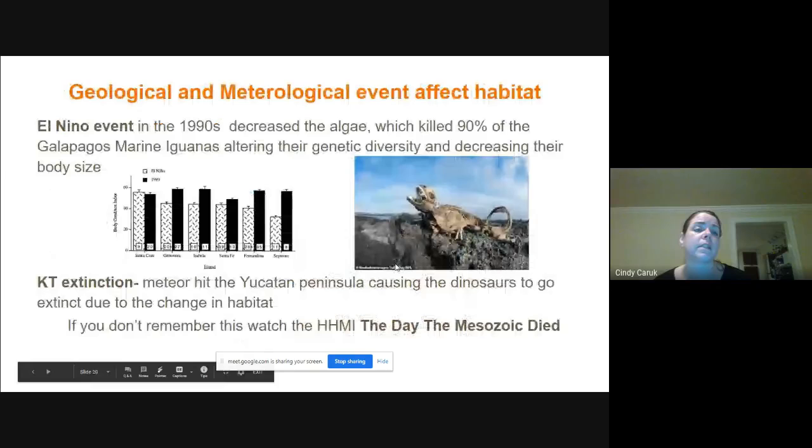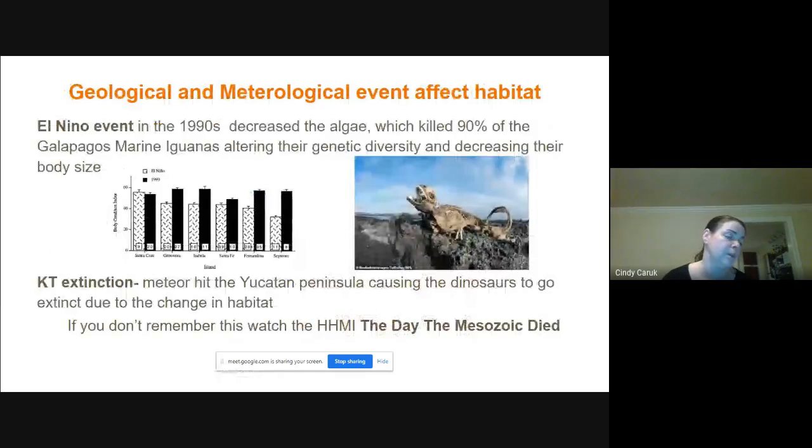And then our last thing, geological and meteorological events that affect habitat. We have a couple up here. I didn't put up continental drift because you did that last year. So if continental drift, there's plenty of examples in continental drift altering various habitats and therefore affecting your ecosystem and your communities.